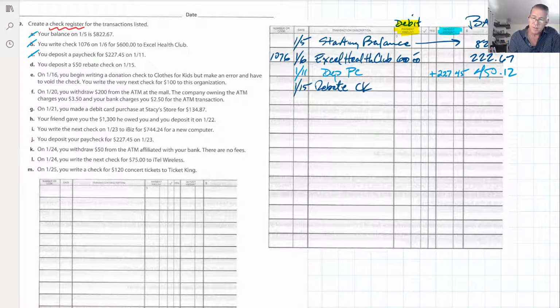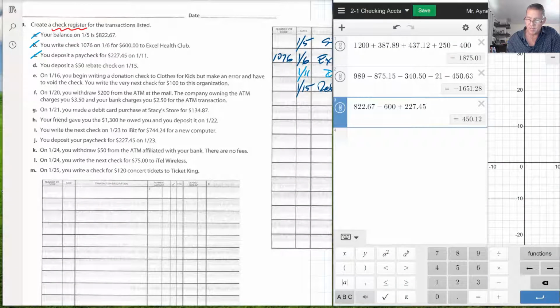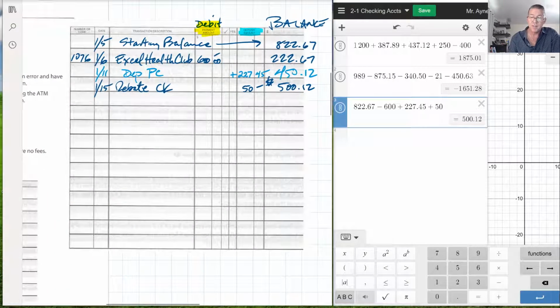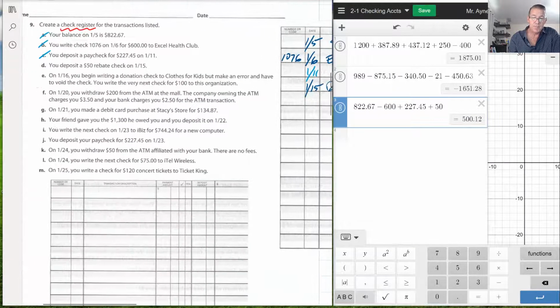Okay, a deposit of $50. You deposit that, so that goes in this column here, $50. Now 450 plus 50 is obviously 500. But let's keep track of that in Desmos here. Let's just add 50. So we're now at $500.12, as you can see. All right, and then what happens here?